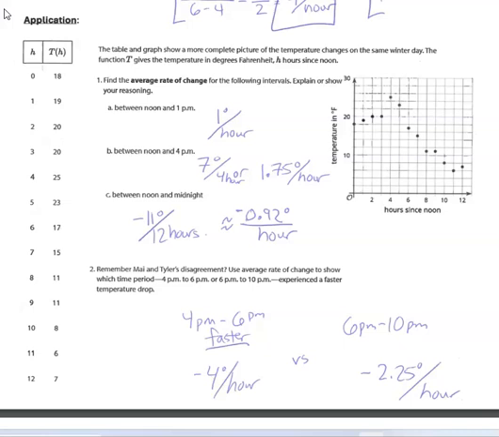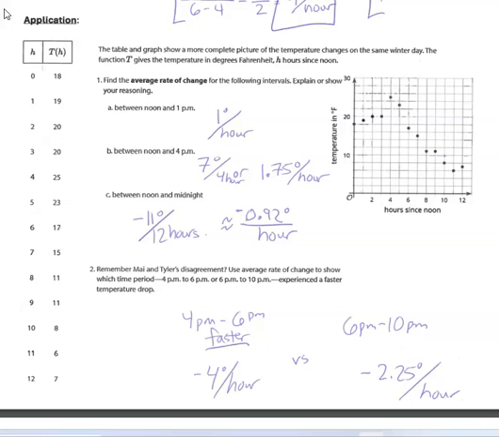Then we went between noon and midnight. Even though the temperature goes up and then it comes back down, and sometimes it might go up a little bit, and sometimes it is a zero slope. For example, between 2 and 3 hours, that is going to be a zero slope. The temperature does not change at all.